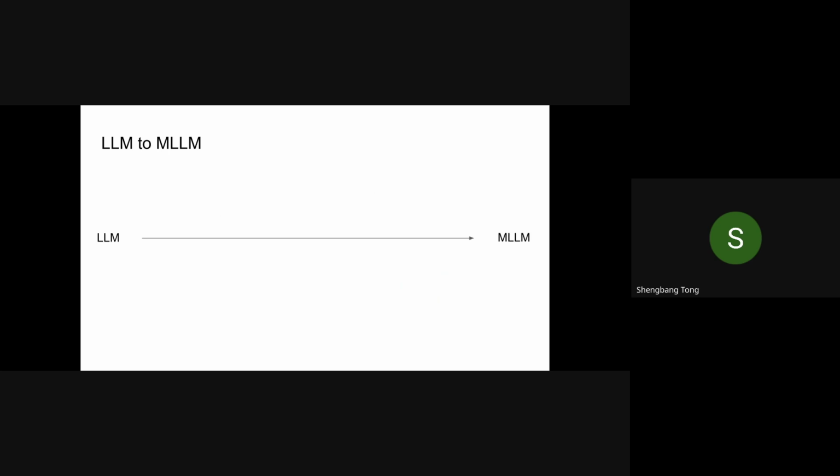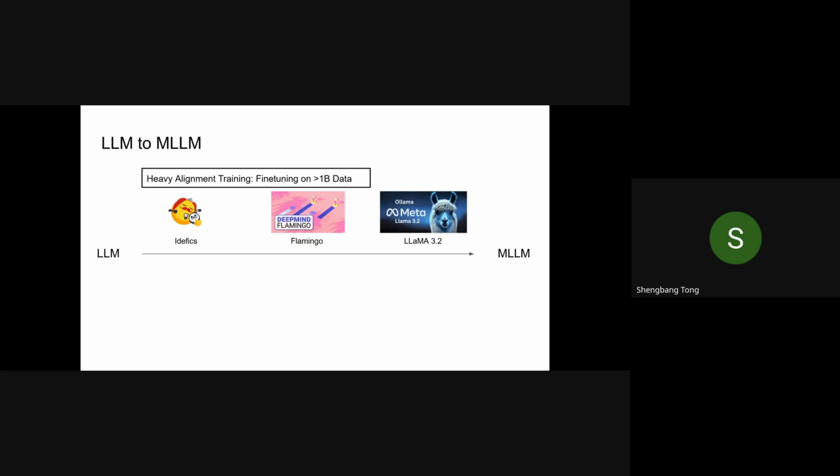So how do we actually go from an LLM to a multimodal LLM? There are two ways of doing it. The first is what I call heavy alignment training, where you fine-tune on more than 1 billion data, usually image-text pairs or interleaved datasets, with models like Idefics, Flamingo, or Llama 3.2. These works have shown in their reports or leaked sources that they require very heavy fine-tuning and usually a very large, gigantic cross-attention model.